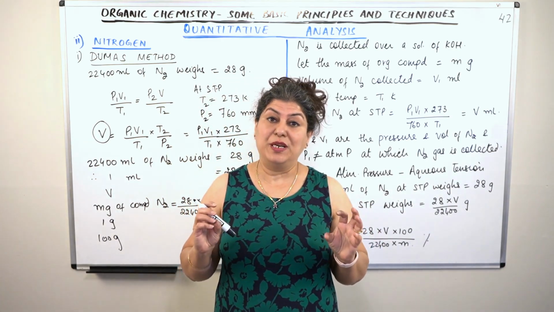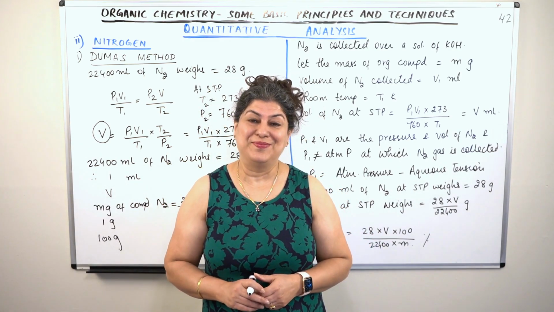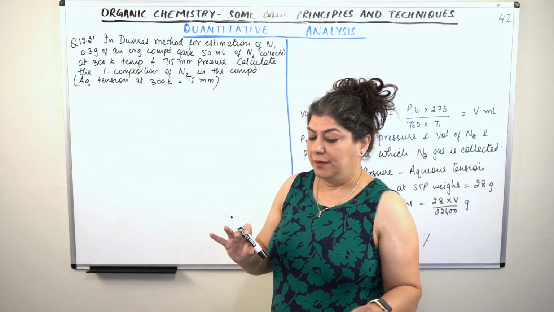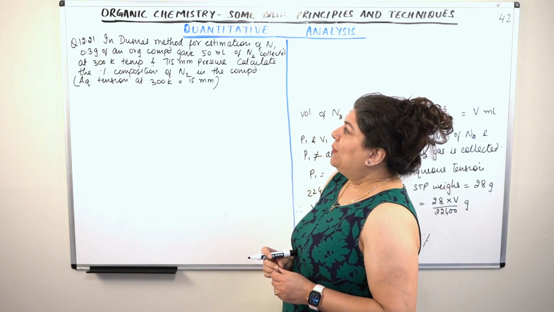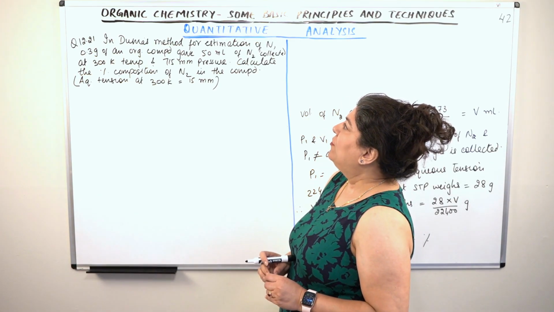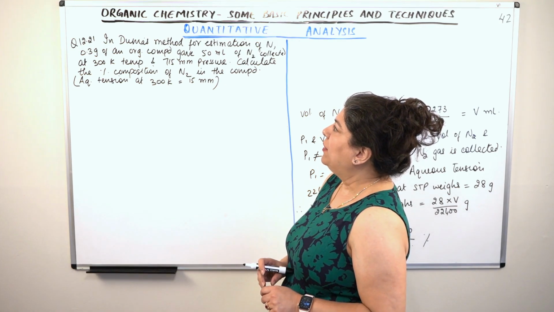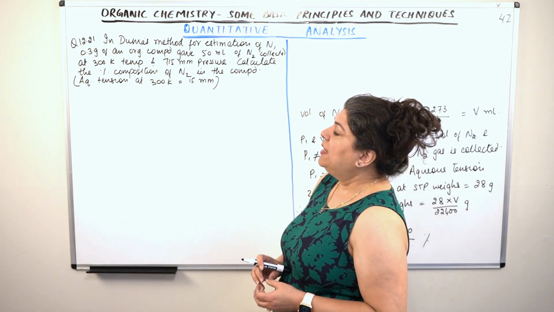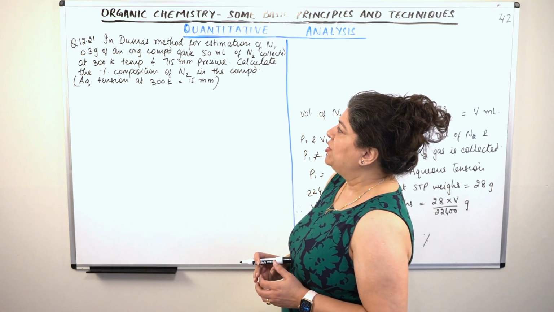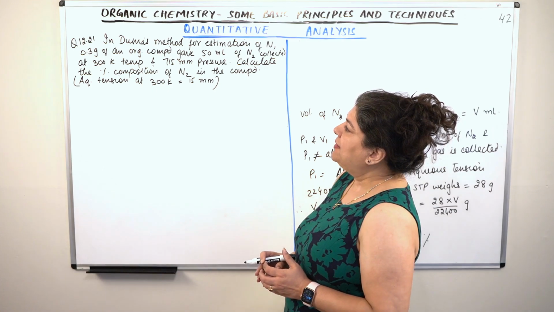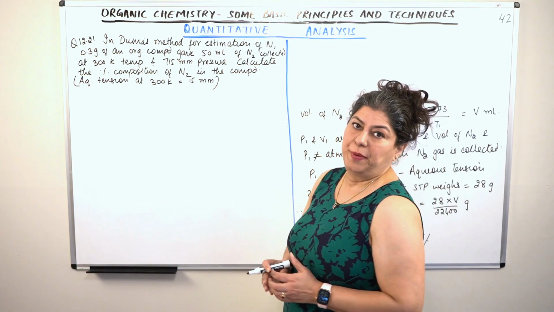Now we'll be doing a numerical problem. Give me a moment. Now this is a problem, the solved example that is given in your text. The question reads that in Dumas method for estimation of nitrogen, 0.3 grams of an organic compound gave 50 milliliters of nitrogen collected at 300 Kelvin temperature and 715 millimeter pressure. You have to calculate the percentage composition of nitrogen in the compound.